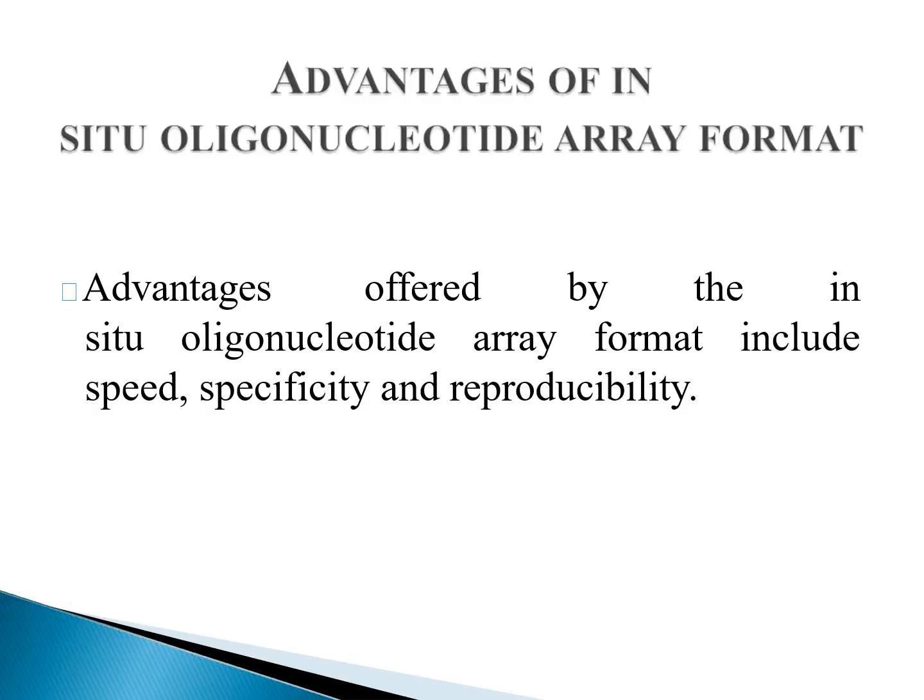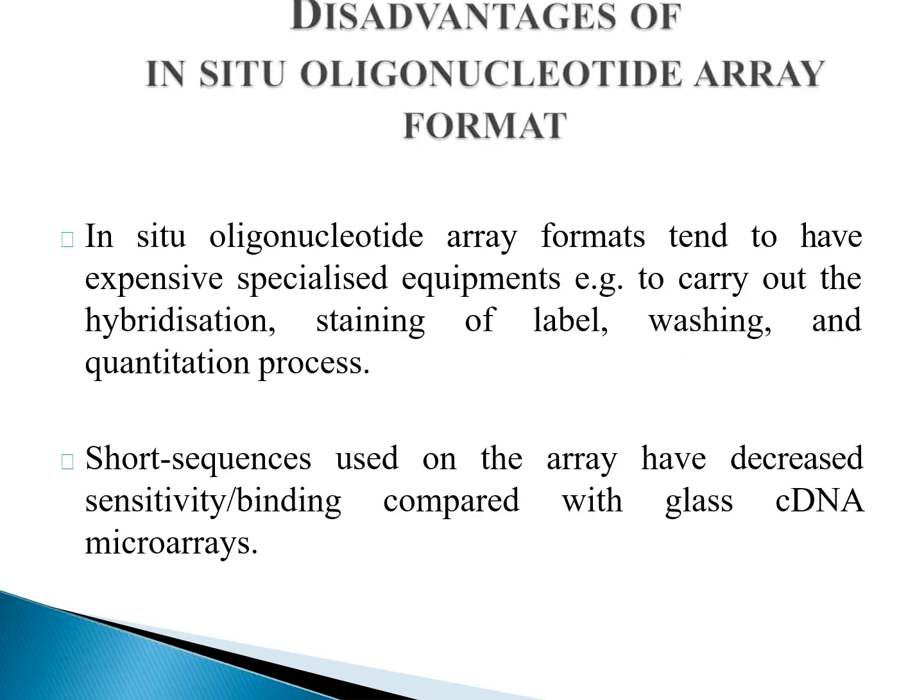Then the advantages of this in situ oligonucleotide array format. The very important advantages are its speed, its specificity and reproducibility. So these are the three advantages. As compared to glass slides, these are very fast, they are specific, and the results are reproducible. Then the disadvantages. The major disadvantage of this method is expensive specialized equipment, for example, to carry out hybridization, staining of label, washing, and quantitation process. Then the short sequences used on the array have decreased binding sensitivity compared with the glass cDNA microarray. So these are two disadvantages of this method.